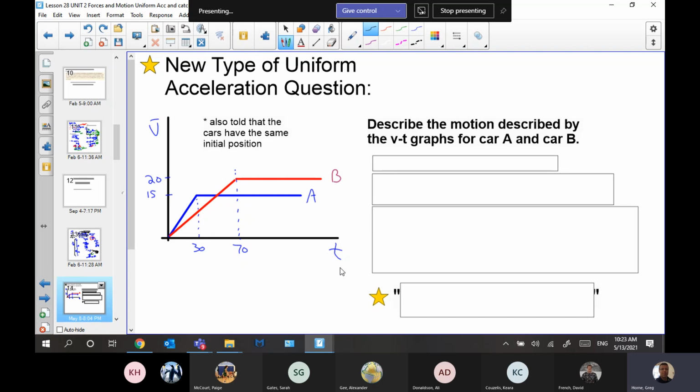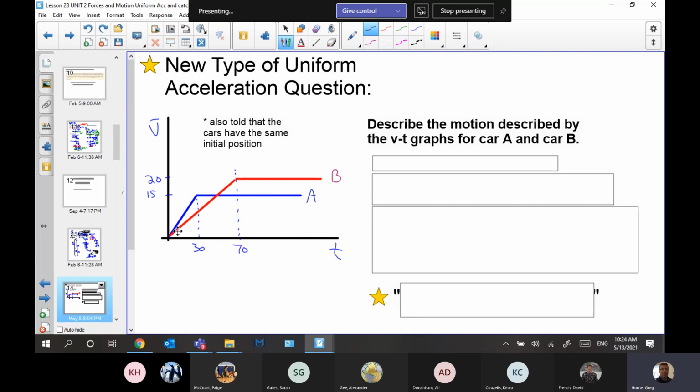Just look at the graphs. We've got car A and car B. Describe those motions first of all, right? You should be able to look at that and say, okay, we've got car A accelerating at a faster rate at the start. They're both starting from rest. Car A is accelerating quickly, but gets to a 15 meter per second velocity and then stays at that velocity. So accelerated motion and then constant motion.